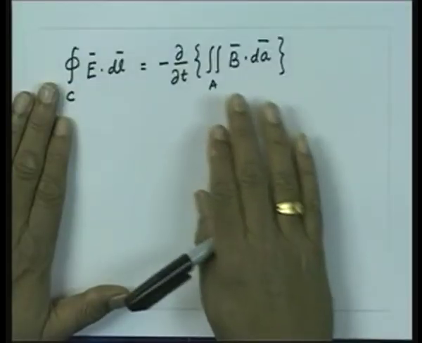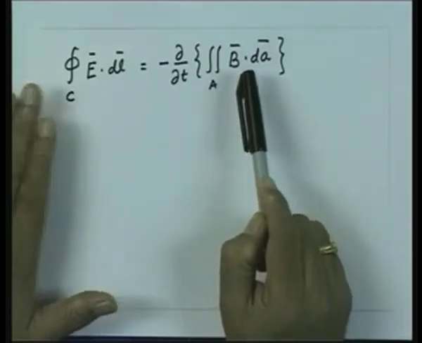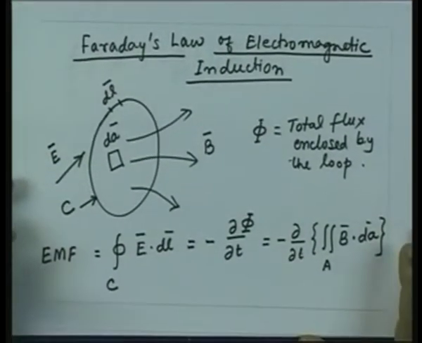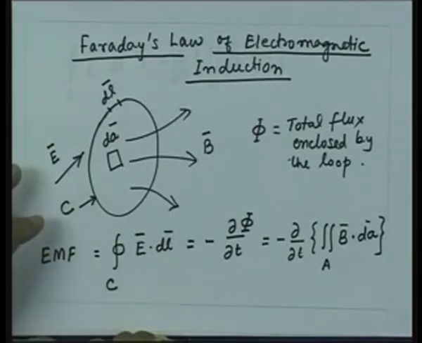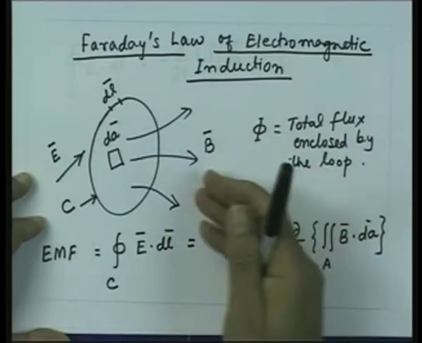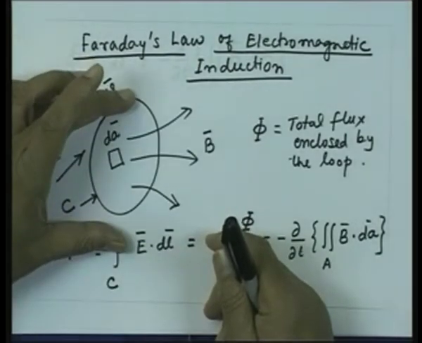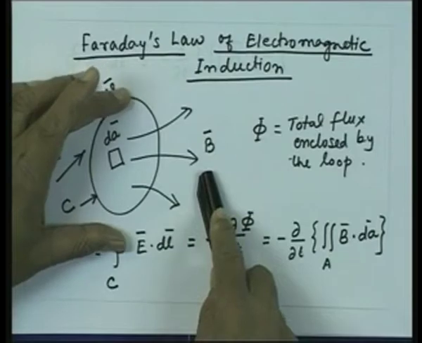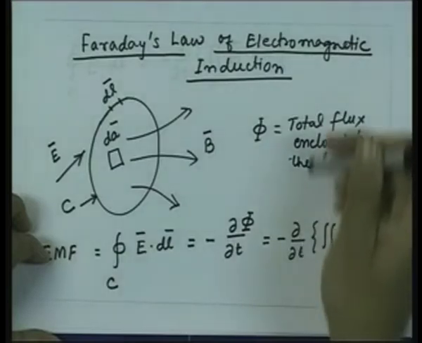Now, this is the general relationship, that is, we have a rate of change of the total flux enclosed by this loop. Now, the flux enclosed by the loop might change as a function of time in two ways. One way is that the magnetic flux density changes as a function of time. So, B is a function of time, the loop is fixed, it does not change, and since B is changing as a function of time, the flux enclosed by this loop changes as a function of time. So, I have a rate of change of the total flux enclosed.